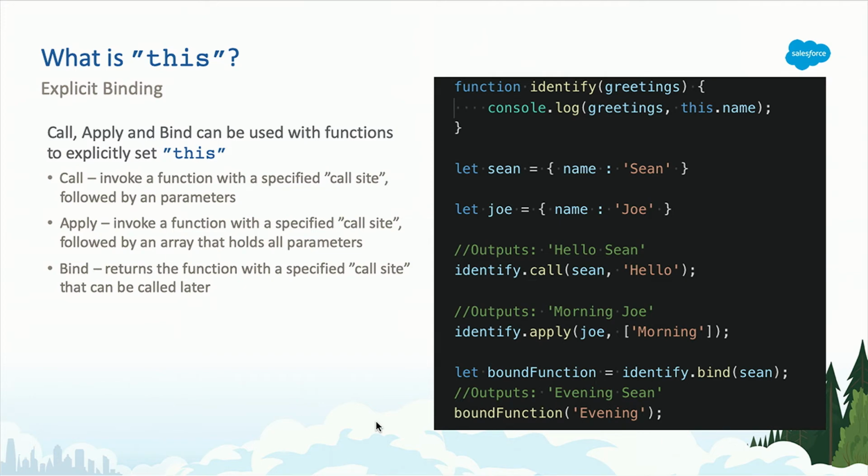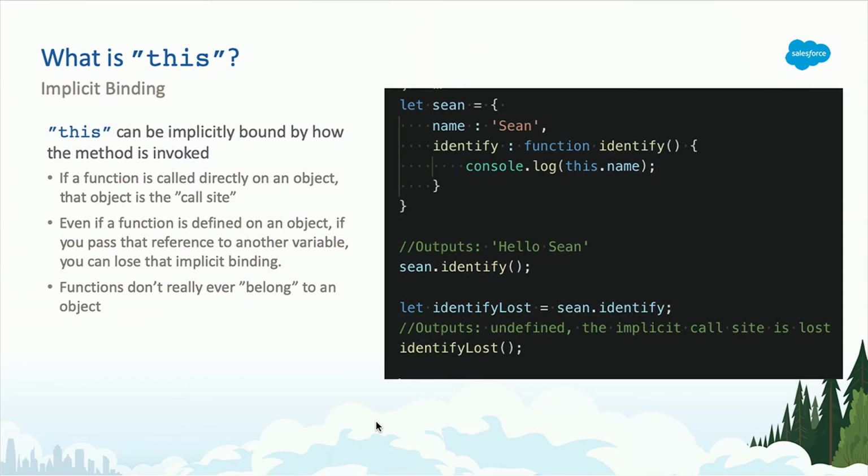And then lastly, I use the bind function to bind identify to the Sean object, and then I store that into the variable boundFunction, so I can call it later. And then I later call boundFunction with the greeting evening, and that outputs evening Sean. In general, I like explicit binding. I think being explicit leads to clearer code, and the less you have to guess, the better for everyone, especially you who will inevitably look at your own code in six months and say, who wrote this? Oh, it was me.